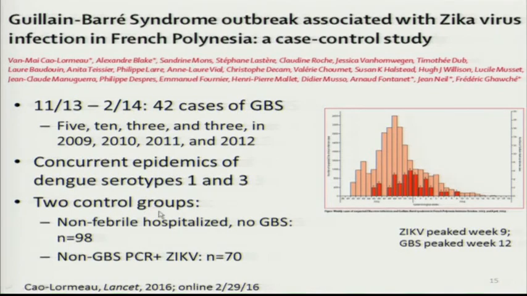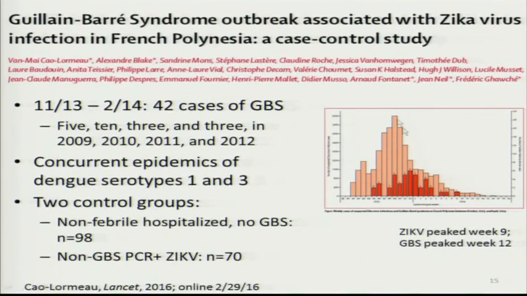So they created a study with 2 control groups. They had the 42 cases of Guillain-Barré and either 98 or 70 in each of 2 control groups. One had no Guillain-Barré and was hospitalized. One had PCR positive Zika but without Guillain-Barré.